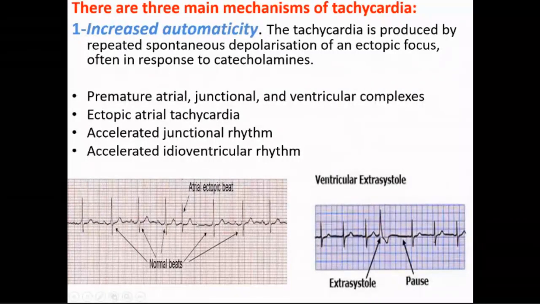زين، وراها اجى فد بوز. تشوفون هذا الفراغ، هذا يسموه post-ectopic pause، resetting of the rhythm يصير. اوكي، فهذا هو اكتوبيك بيت. Atrial ectopic beat.